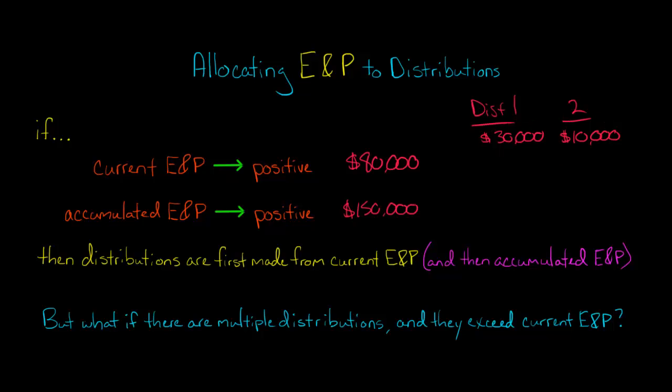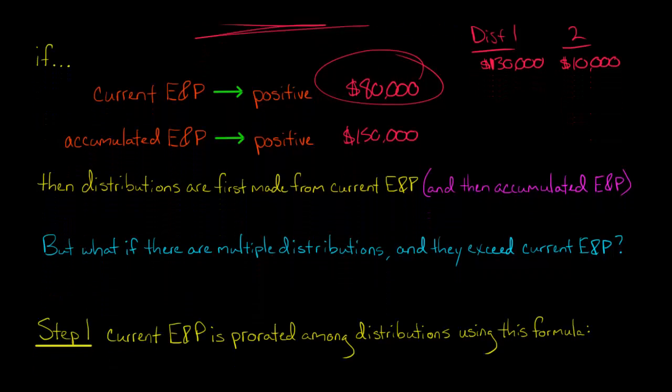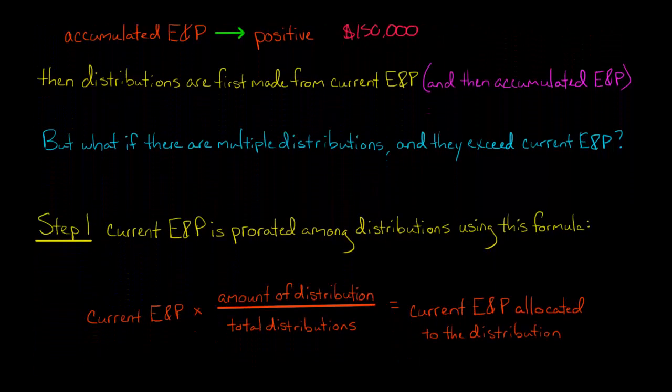Okay. But what if we have a scenario where we have multiple distributions like this, but they exceed current E&P? For example, instead of this being $30,000, let's say it's $130,000. So now we have $140,000 in distributions, and that is higher than our amount of current E&P. In that case, we're going to have to allocate E&P to the distributions. So here's how we're going to do this. We're going to use this formula.